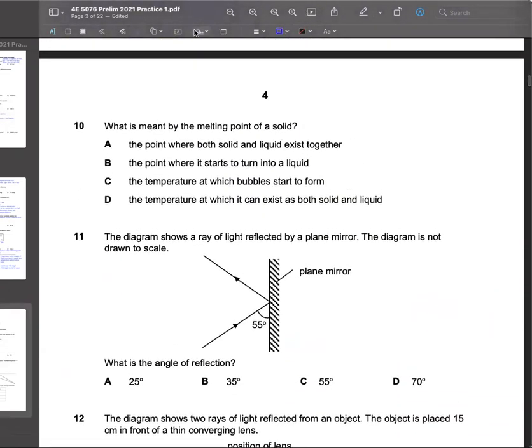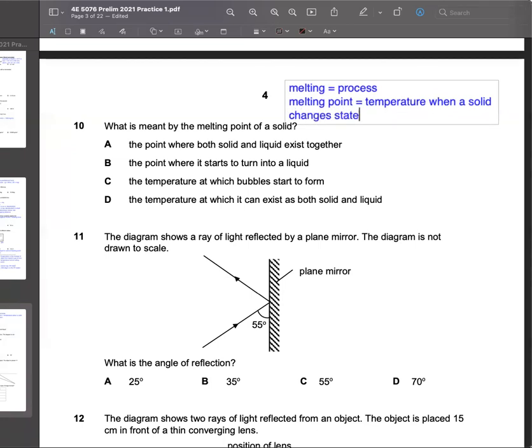What is meant by melting point? So melting is a process. Okay, let me write this down. Melting point is a temperature. So they are different. So what's melting point? The temperature where a solid turns into a liquid, changes state to a liquid.